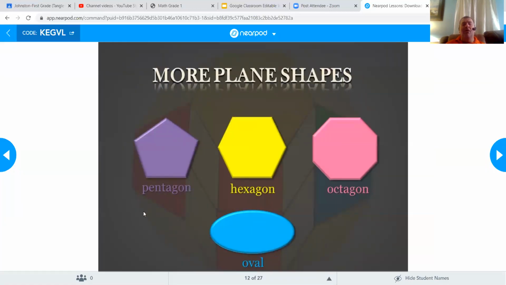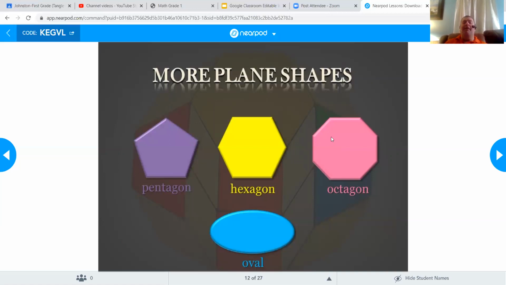More plane shapes, we have a 5-sided shape. Anytime you hear 5, you should hear the word penta, P-E-N-T-A. So this is a pentagon. Penta means 5. The yellow shape in the middle is a hexagon. Anytime you hear hexa, H-E-X-A, you should know that it is a 6-sided figure. 1, 2, 3, 4, 5, and 6.